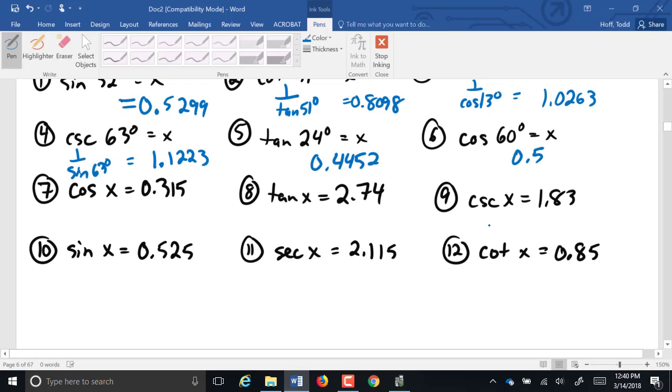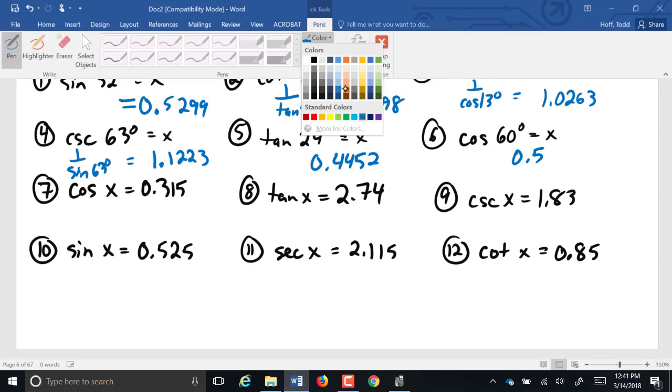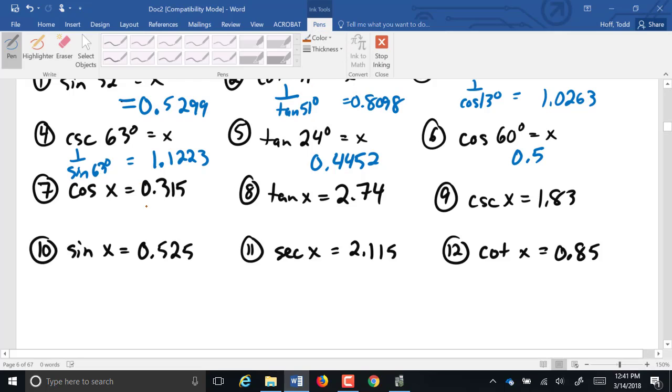Now the rest of these are going the backwards direction, the opposite direction. So cosine of x equals 0.315. This means we're solving the equation to get rid of the cosine. We do an inverse cosine, so that cancels out. So the inverse cosine of 0.315 is, we'll just go 2 decimal places for the angles, 71.63 degrees.